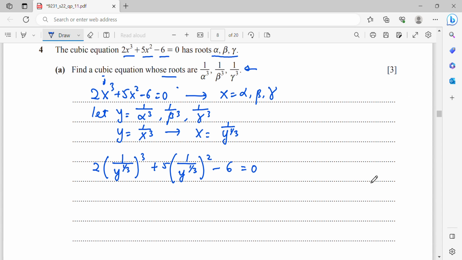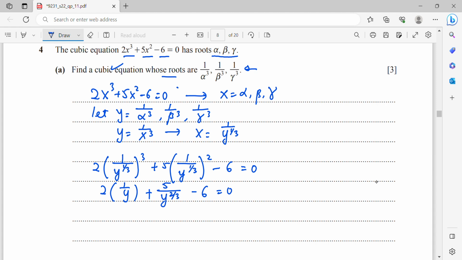So from here, try to simplify first. Cube of y to the power of 1 over 3 is actually y to the power 1. So I will get 2 bracket 1 over y plus 5 over y to the power of 2 over 3, then minus 6 equals 0. So to get the cubic equation, we cannot accept the fractional power. What to do is just keep the 5 over y to the power 2 over 3 as one side, and then the rest on the other side.